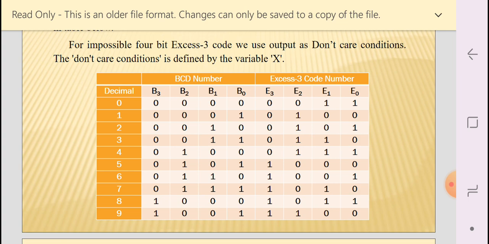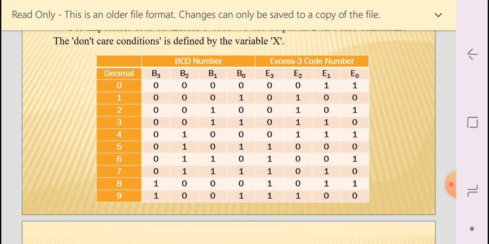Okay. So look at this, the last one, decimal number 9, that is 1001. So what is the XS3 code? 9 plus 3, that is 12. The XS3 code is 1100, that is 12. Clear? So you have to first build the table, right?